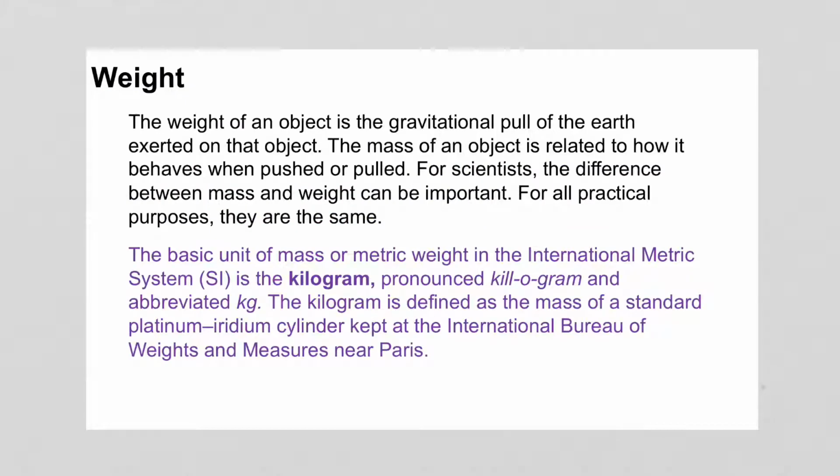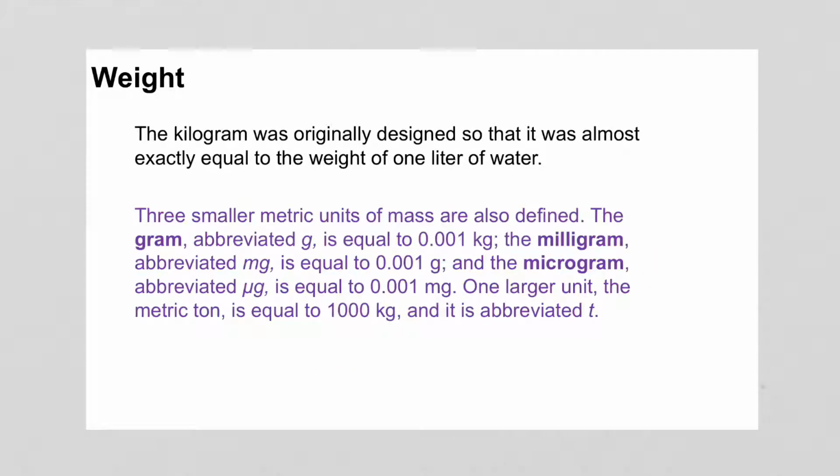The weight of an object is the gravitational pull of the earth exerted on that object, while the mass is related to how it behaves when pushed or pulled. The basic unit of mass or metric weight in the metric system is called the kilogram. And some smaller units of kilogram are also defined. The gram is 1/1000th of a kilogram. So that means there's 1,000 grams in a kilogram.